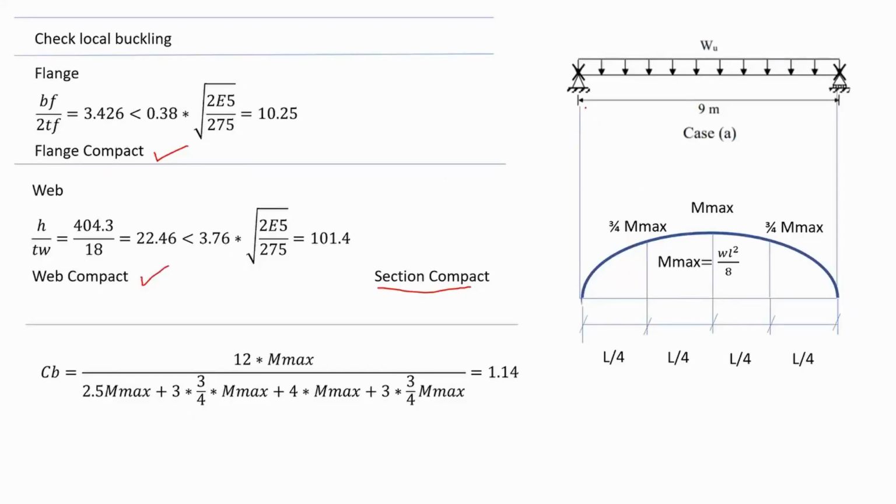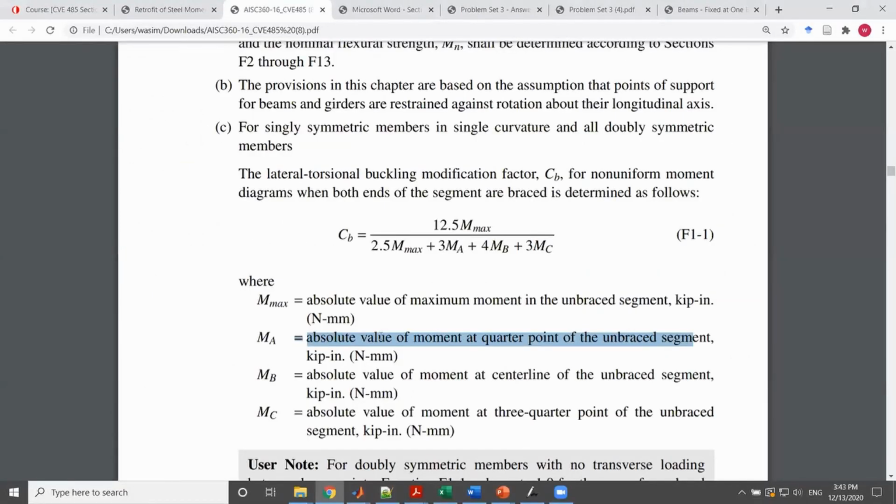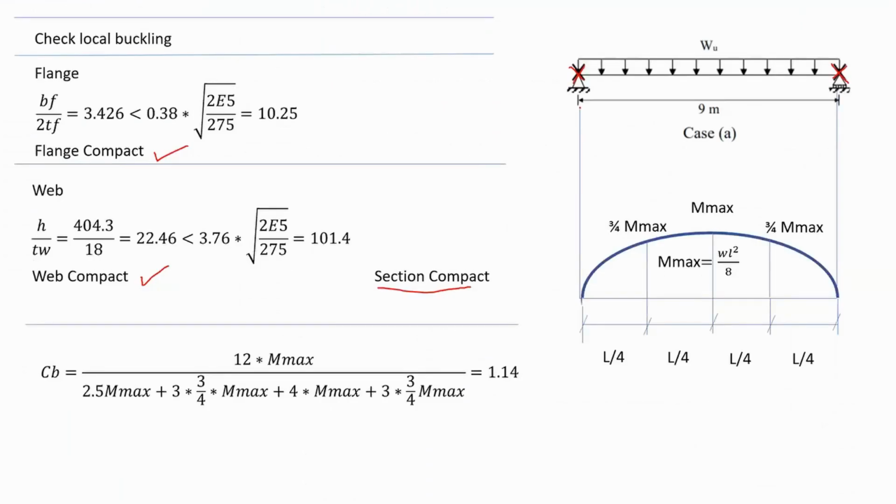So if we check in here, the unbraced segment is in between these two lateral supports. Therefore, I will consider a quarter, the absolute value of moment at quarter point of the unbraced segment. Therefore, I have to check what is the moment at L/4 at this point. Now, if you check from the moment diagram in here, this is your MA. And here we have M max, obviously. What about MB and MC?